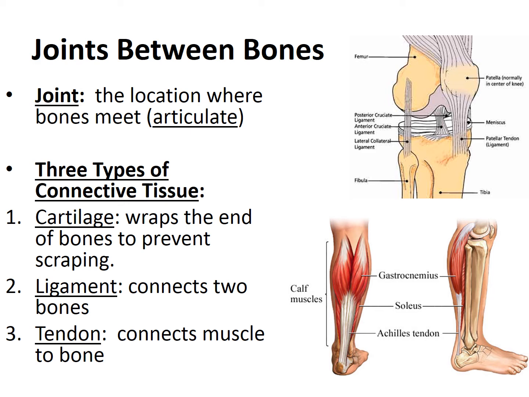So tendons connect muscles to bone. The most notable one is the Achilles tendon in the back of your ankle. So basically, if you pull or rupture or otherwise injure your Achilles tendon, your calf muscles are no longer connected to the back of your heel, and you won't be able to use your calf muscles to raise your foot. That's a very bad injury.